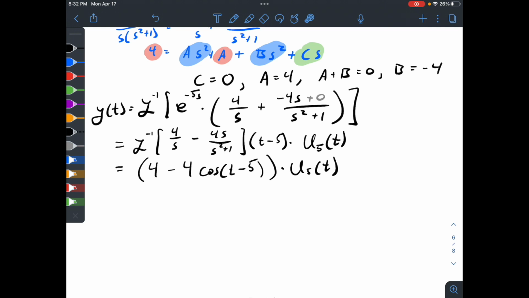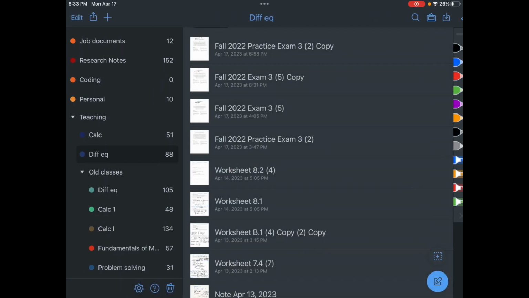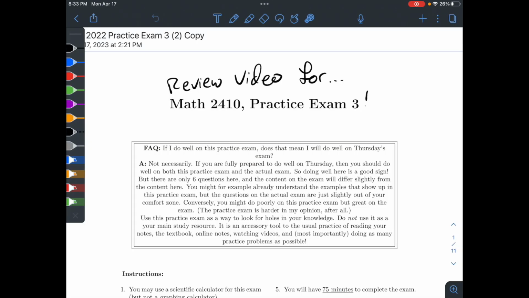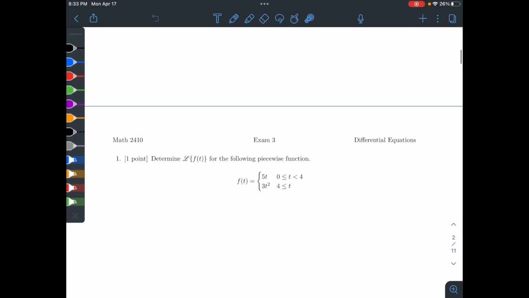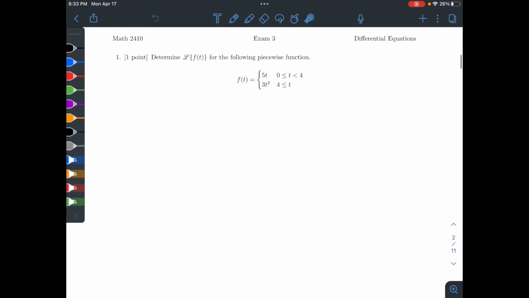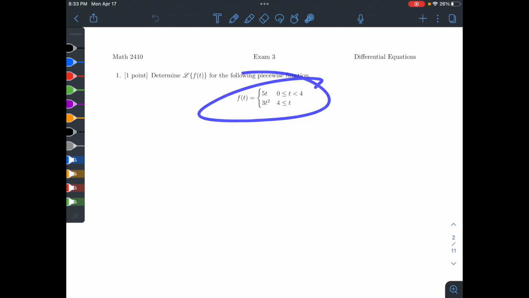All right, so that's it for the old exam from last semester. Let's look at the practice exam as well to see if there's anything else that's different enough to warrant including in the video here. So I think this one probably warrants that. So f of t is equal to 5t or is equal to 3t squared, depending on where t is between.